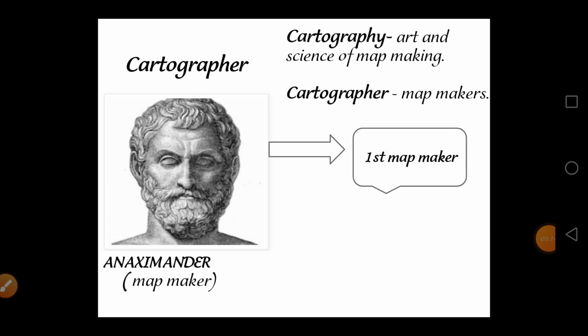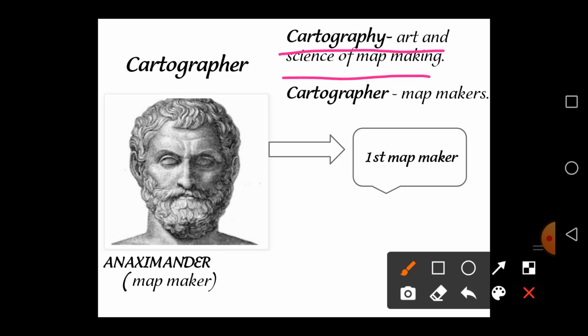Next, what is cartography? Cartography means the art and science of making maps. In the past, maps were made manually by cartographers using pen and paper. But nowadays we have developed technologically, so most cartographers use computers to draw maps.